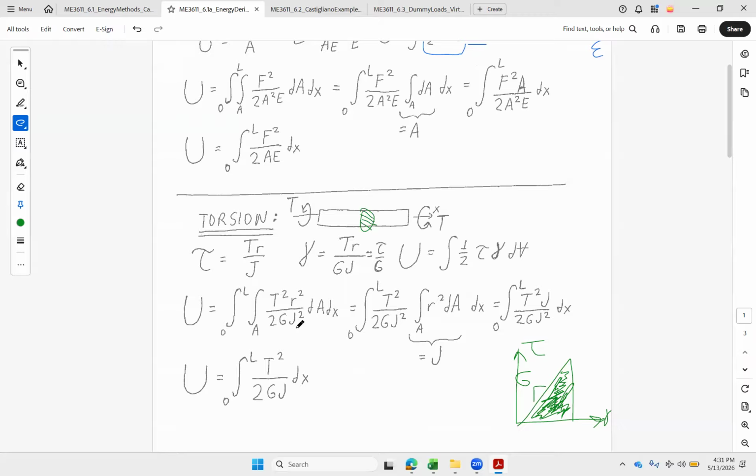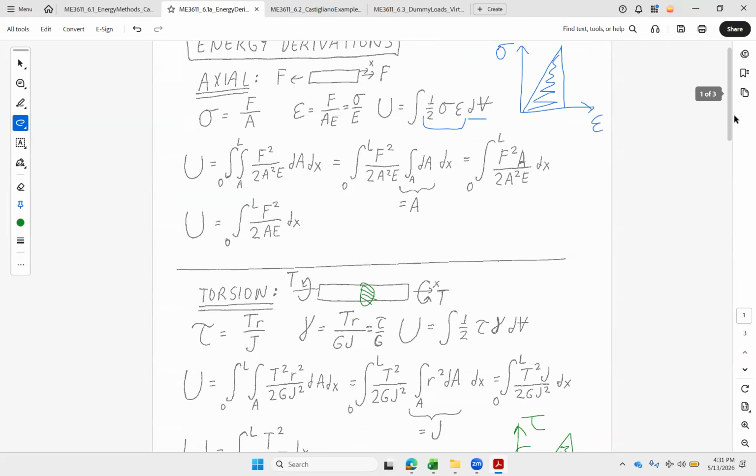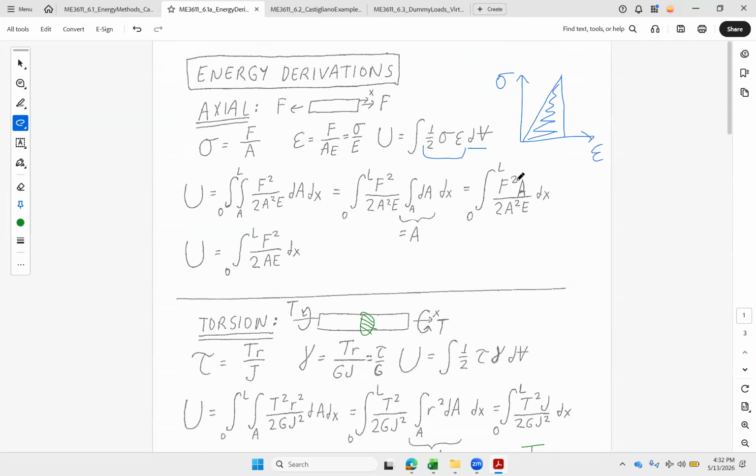R squared dA. Well, we've seen that before. That's just J. So J comes out, and we see it cancels one of the J's on the bottom. Well, coincidentally, that's what we just did up here, right? We had integral dA, got us an A on the top, and it canceled one of the A's on the bottom.